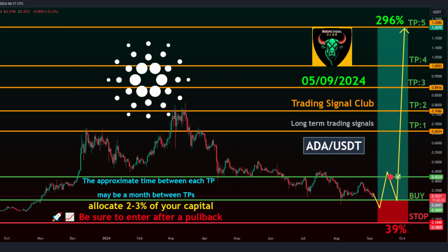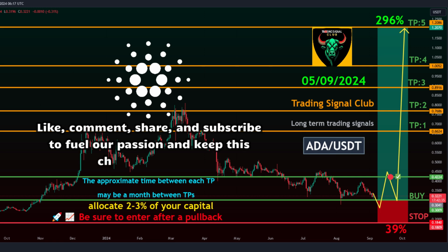Trading style: spot. Target time frame: approximately 1 month between take-profit targets. Entry levels: 0.3040 to 0.4224.